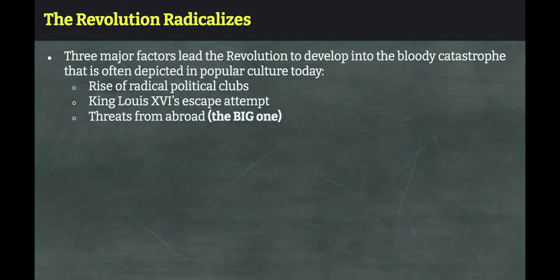All right, so this is the stage, 1791, where we start to slide into the radical phase. So the revolution is about to get more radical, and it's about to get way more bloodthirsty. And there's three factors that help lead to this. So the first is the rise of radical political clubs. The second is King Louis XVI's escape attempt. And then the third one is threats from abroad, which is really sort of the match that lights the fire. And we'll go through each one of these in depth.